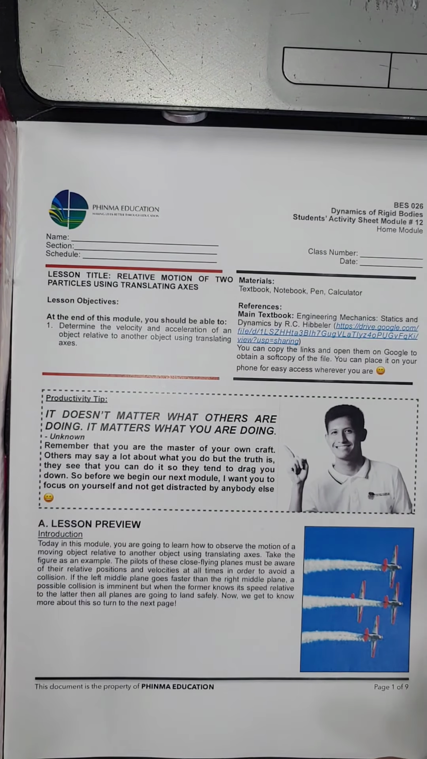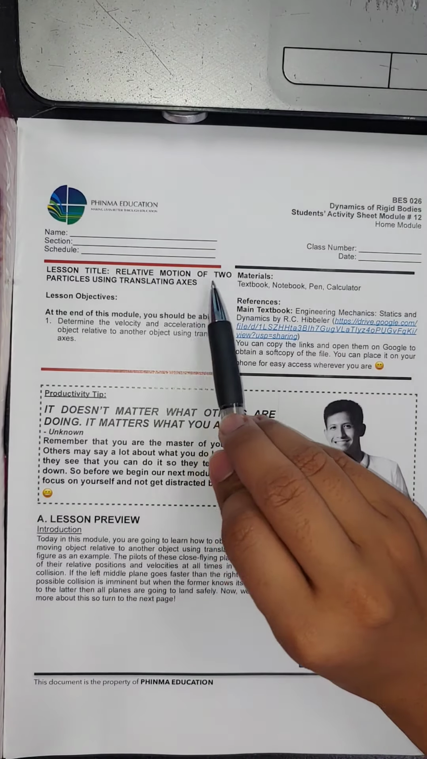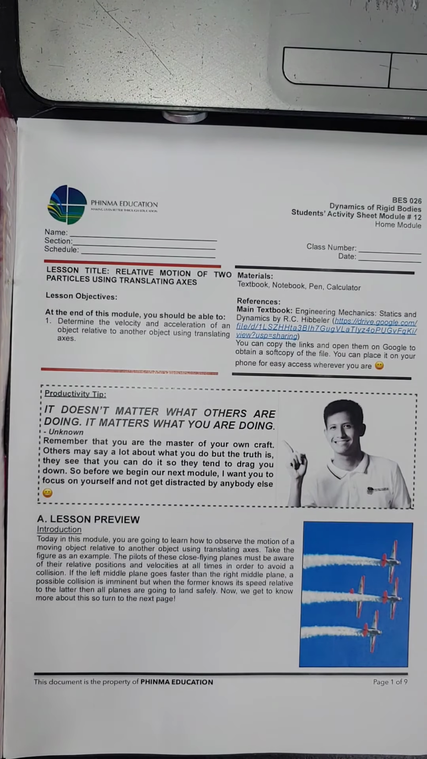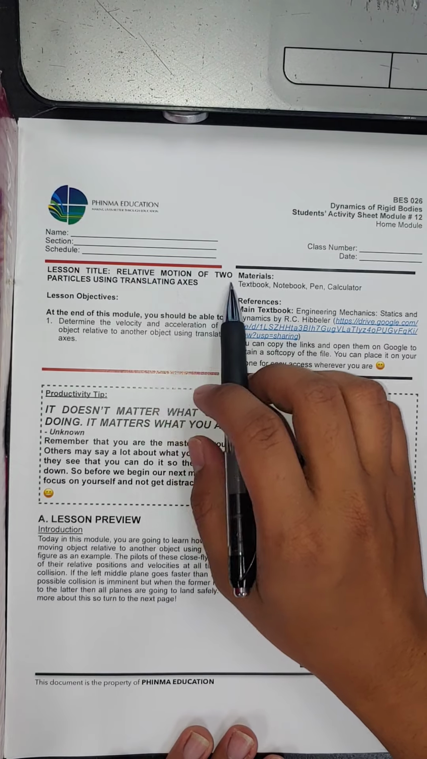Okay, welcome to our new topic, Module 12. This is relative motion of two particles using translating axes. Last time, we discussed absolute dependent motion. Now, of two particles, we have relative motion of two particles.